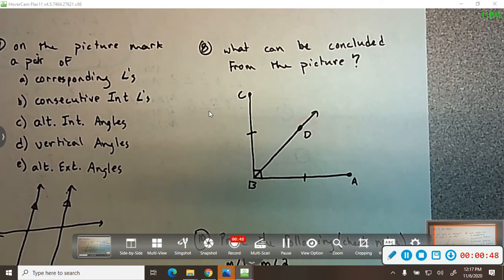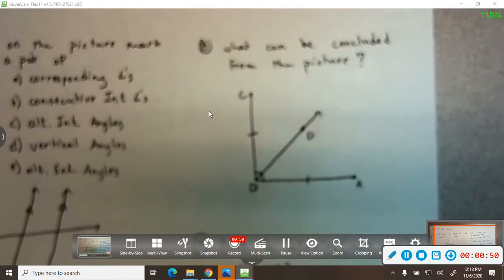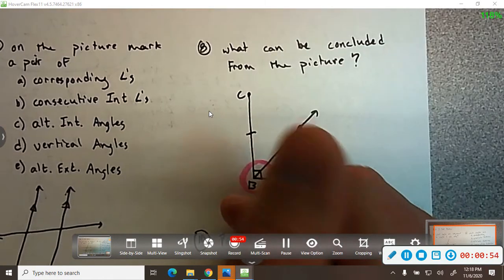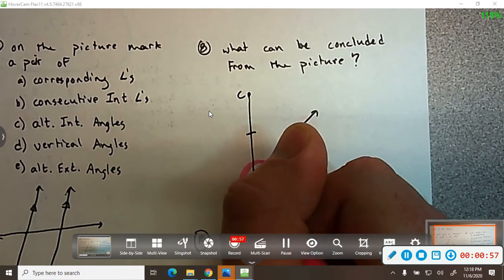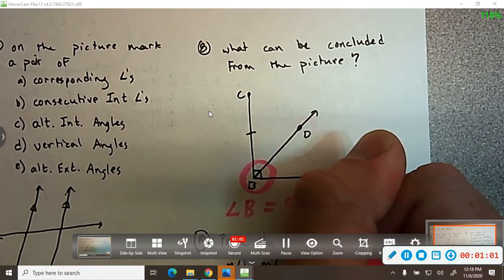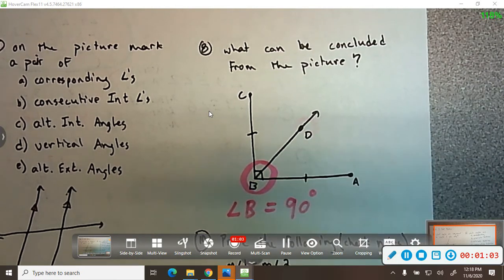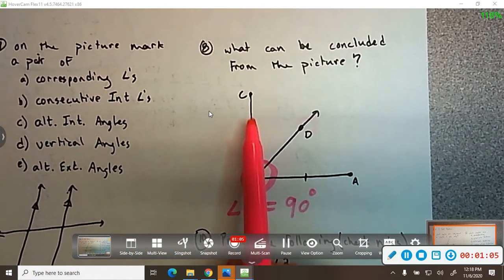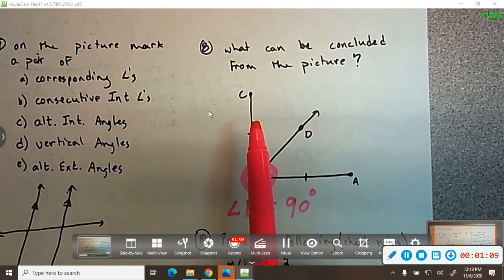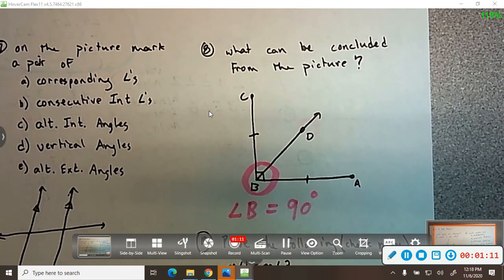But one thing I do see is that this angle right here, angle B, is 90 degrees. I could also call that angle CBA. I could call that angle ABC. There's many different ways to name this angle.